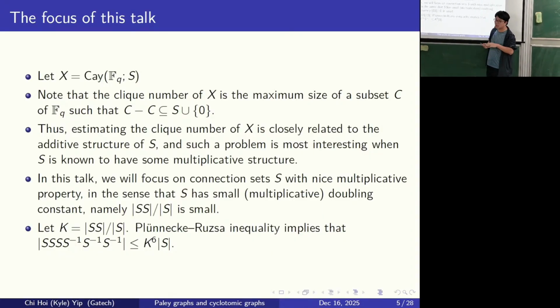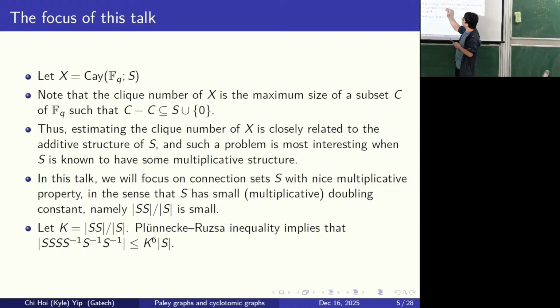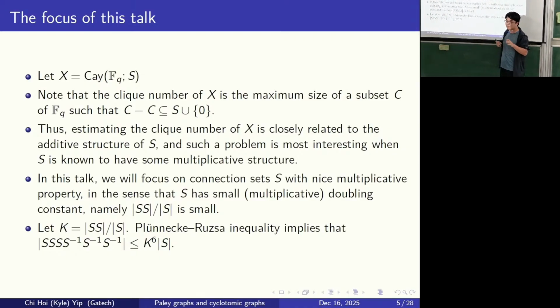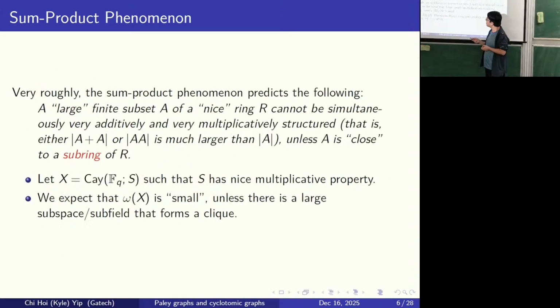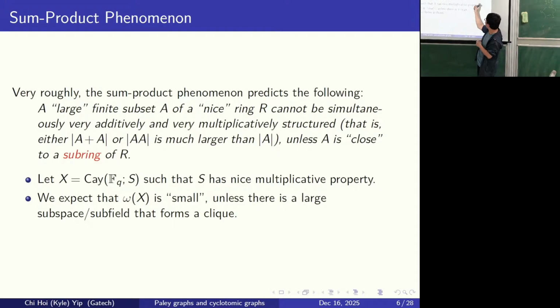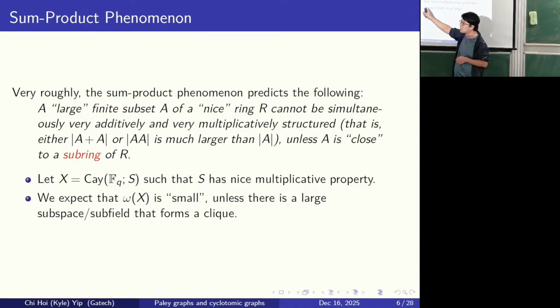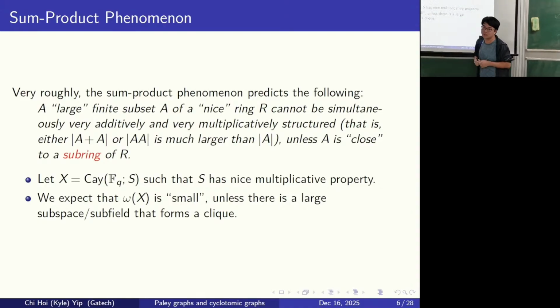Suppose C is kind of large, then this means that S has some nice additive property, because C minus C itself has nice additive property, since it's a difference set. But on the other hand, we also know S has multiplicative property by our assumption. So now S has both nice multiplicative property and also additive property. So the sum product conjecture says that it cannot be large, unless we are in the situation that our clique has some algebraic structure, namely it's a subring.